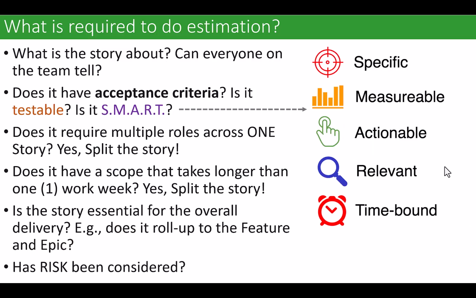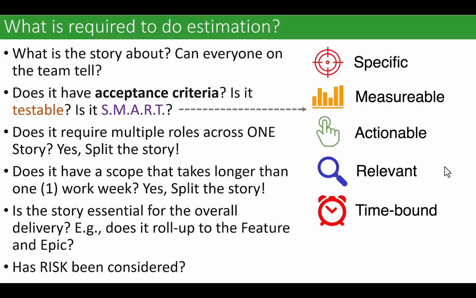What's required to do an estimation? Well, you need to have a pretty clear explanation in the story or whatever of what it is you're meant to do. You need to have acceptance criteria. And the test team has to go, okay, well, given what's in the user story and the technologies you're going to deliver it with, we can test it or we can't test it. If they say we can't test it, you got to go back and figure it out.